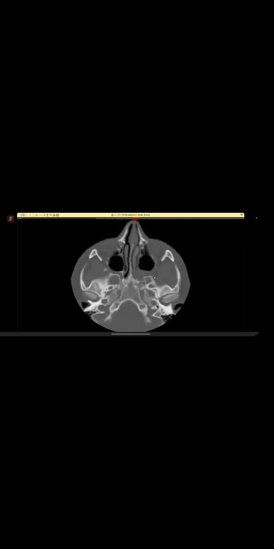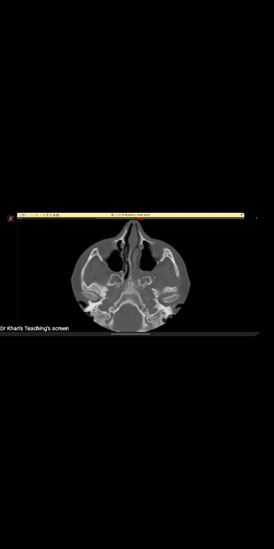Sir, on the axial images, yeah, now they are scrolling well. I could appreciate that the left pterygopalatine fossa is significantly dilated with mass seen over here. I could appreciate the mass extending into the nasal cavity as well. I want to look at the foramen rotundum. Yeah, the foramen rotundum is also widened. Can you point out the foramen rotundum? Yes, sir. Sure.